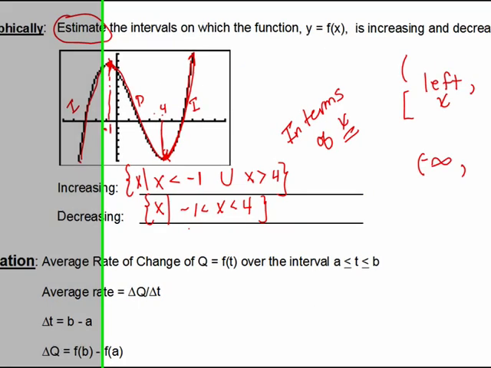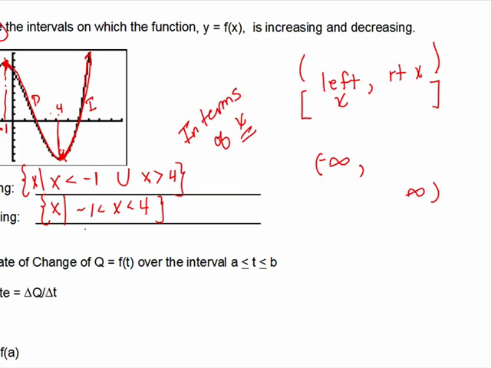So let's take a look at what I mean. I'm going to do the decreasing first because it's a little bit easier. -1 to 4, if I were using interval notation, I would put the left endpoint first, -1, the left x, the right endpoint second, and I would use parentheses on both since I do not have equality.